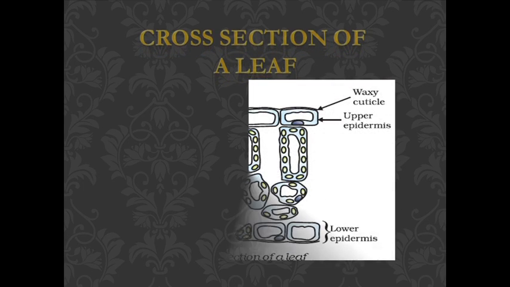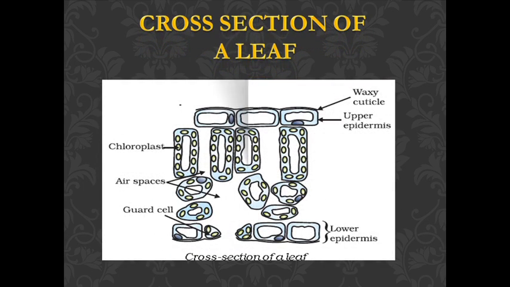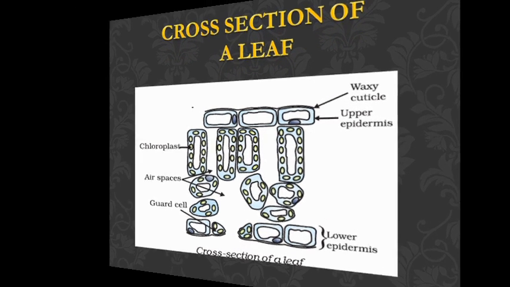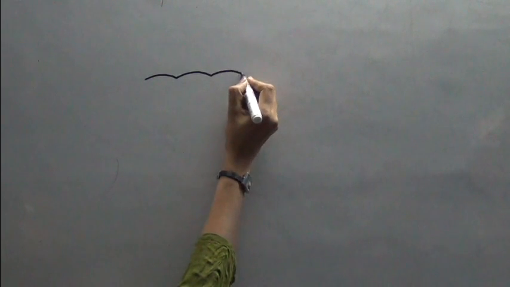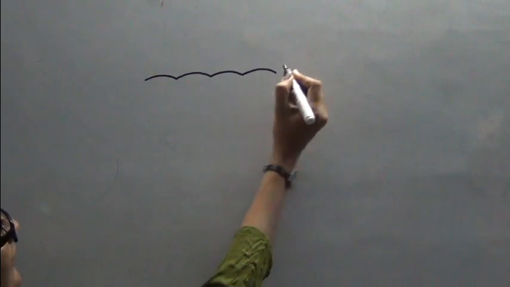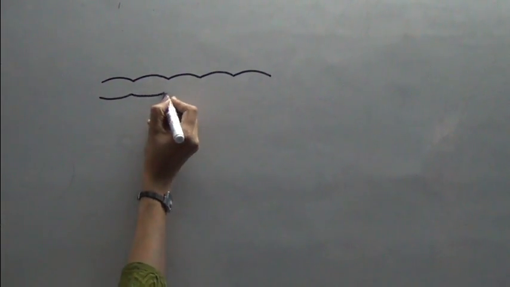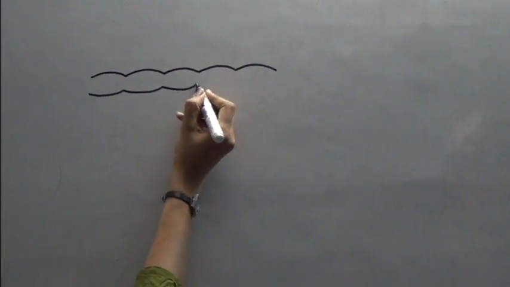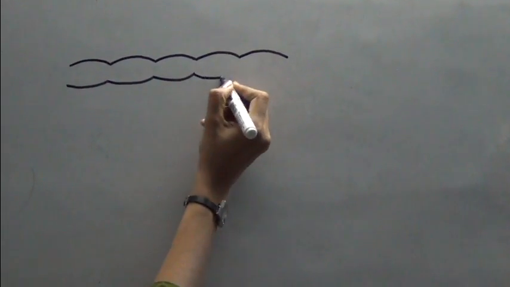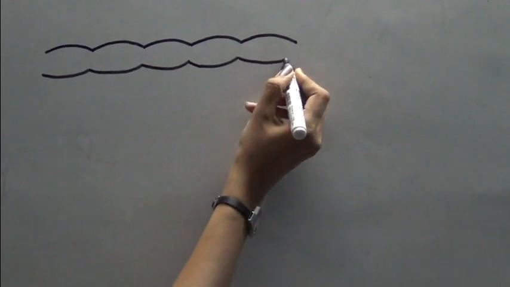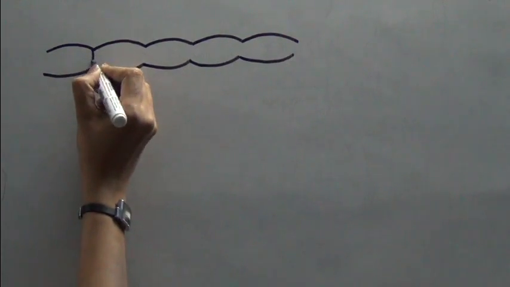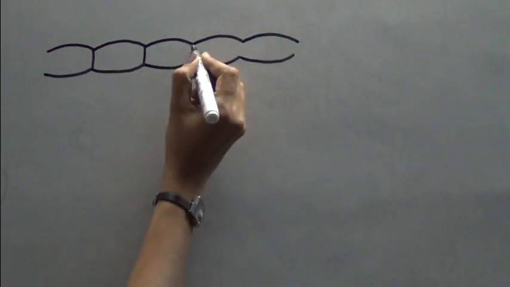Let's learn how to draw the diagram of cross-section of a leaf. Make a slightly curved line. You can see I've made it a very slightly curved one and I've made 5 curves. Make a similar curved line on the underside, definitely in opposite direction, but make sure the 2 lines are parallel to each other. Join these points together.